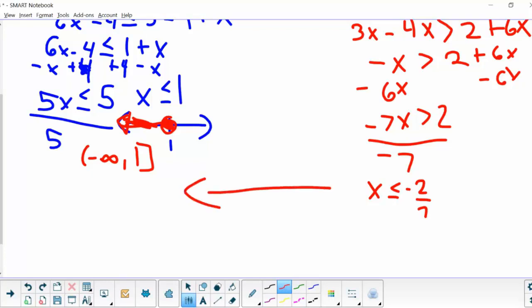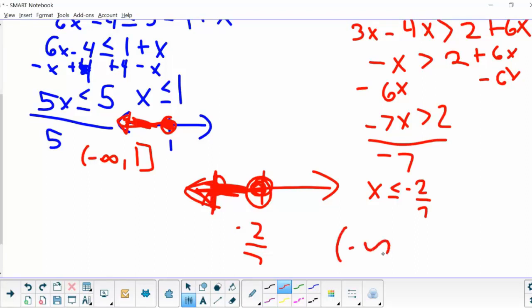So again, number line. Here's negative 2/7. Closed circle, shade to the left. Done. Now we want to write this as an interval. We would say, well, it's going down forever. And it goes up to negative 2/7. And we want to include that. So we put a square bracket there.